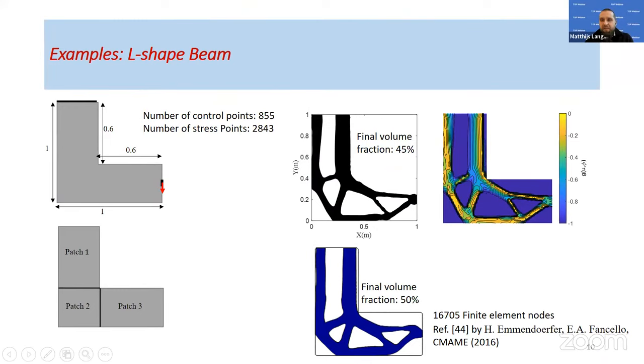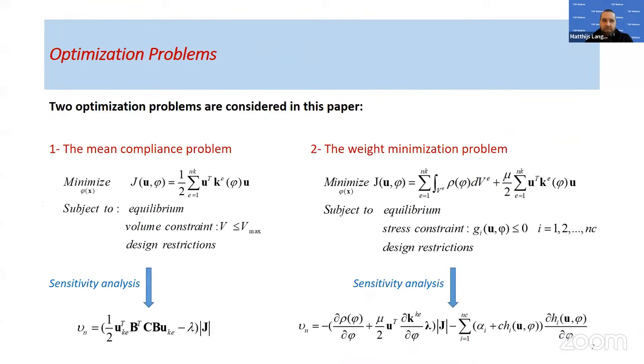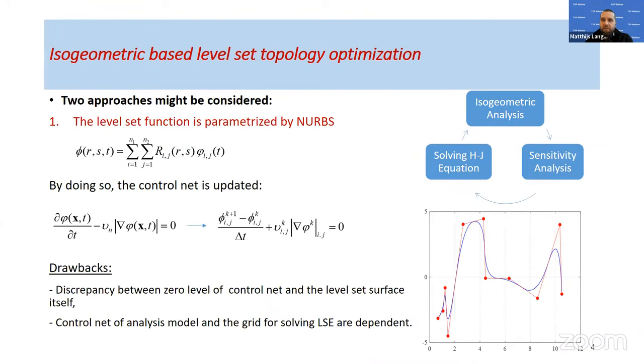I think maybe I missed a fundamental point, but you mentioned that there is a difference for the zero level set of the control net compared to the zero level set of the level set function. But I fail to understand why that is important, because in my understanding, the control net is what you use to construct the level set function, and the level set function then defines the geometry, and on that you evaluate the physics. So why should the control net have exactly the same zero contour as the level set function?